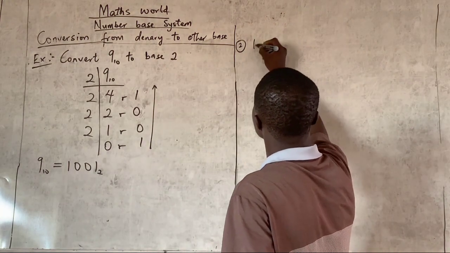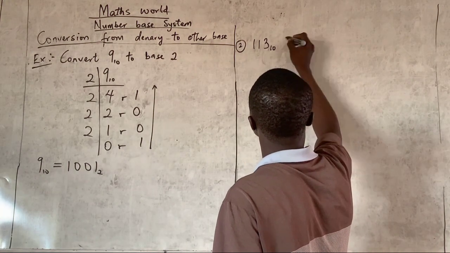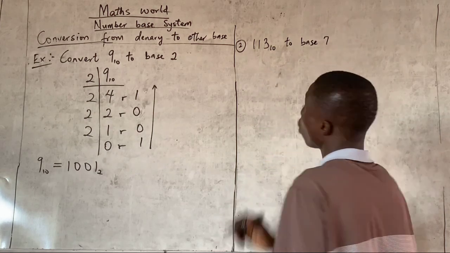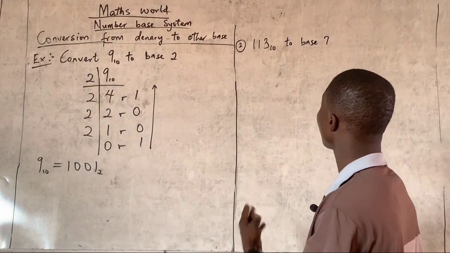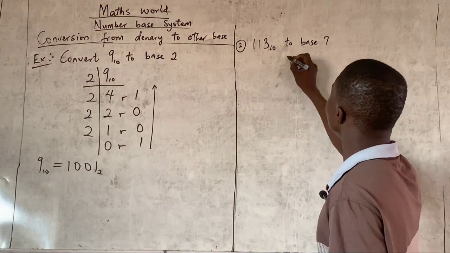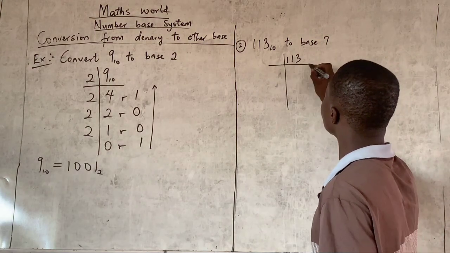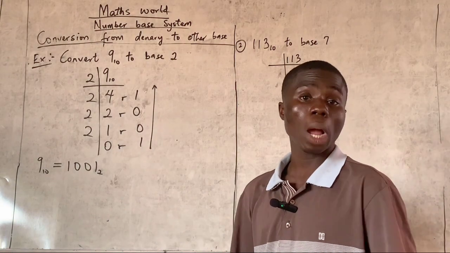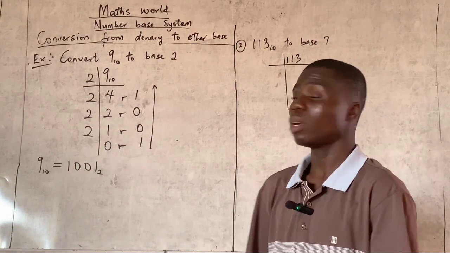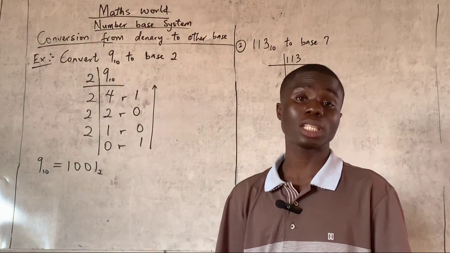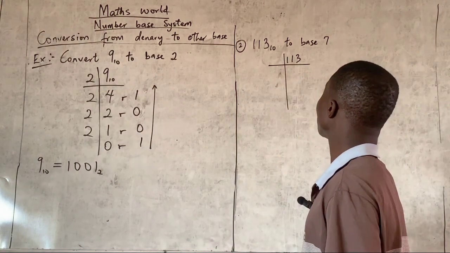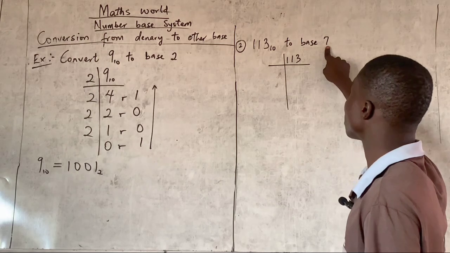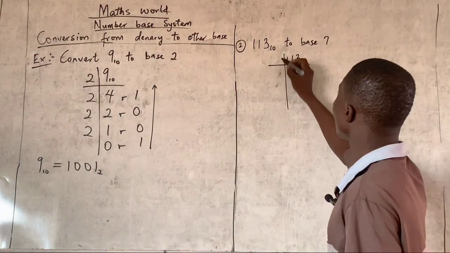Let's assume we want to convert 113 base 10 to base 7. Let's assume this is what we want to convert this number to. But remember, you put this. And which number are you using to divide? If you can solve it, you can pause the video and go on and solve, and let's see if we arrive at the same answer. We have 113 base 10. Which number are we going to use to divide? The base we are converting to, which is base 7. Yeah, let's go.